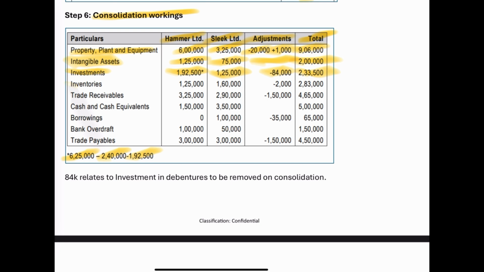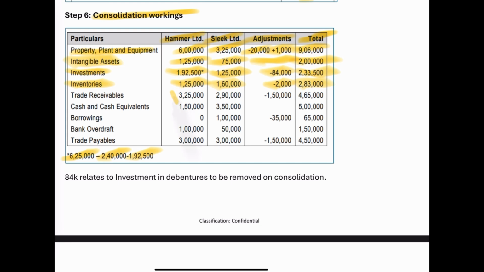Then for inventory, you have 125,000 and 160,000 from the respective balance sheets, and from here the unrealized profit on H Limited inventory needs to be adjusted. So this will give a closing of 283,000.